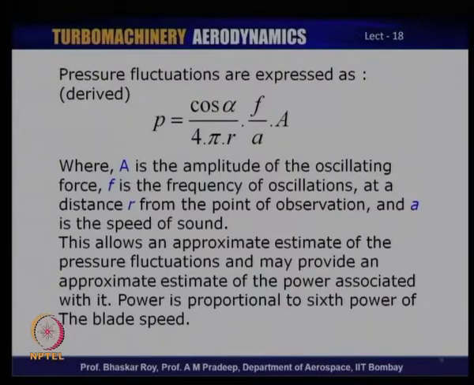So, the distance r is extremely important in the noise capturing or measurement business, and a, of course, is the speed of sound, and alpha is the angle over which the noise is being captured. Typically, you would be measuring at a number of angular locations, and alpha is the measure of that. Now, this allows for an approximate estimate of the pressure fluctuations and may provide an approximate estimate of the power associated with it.